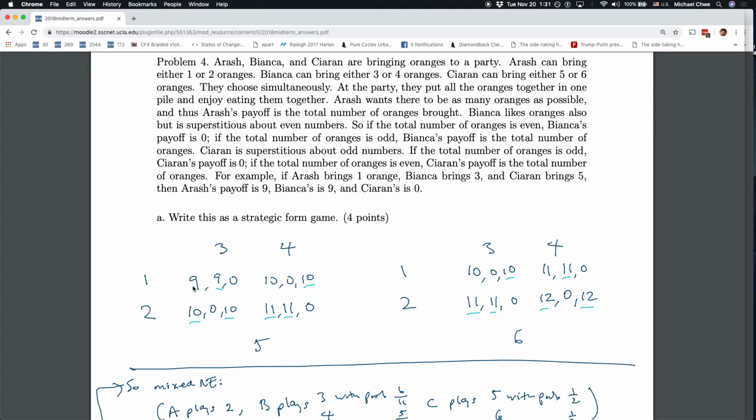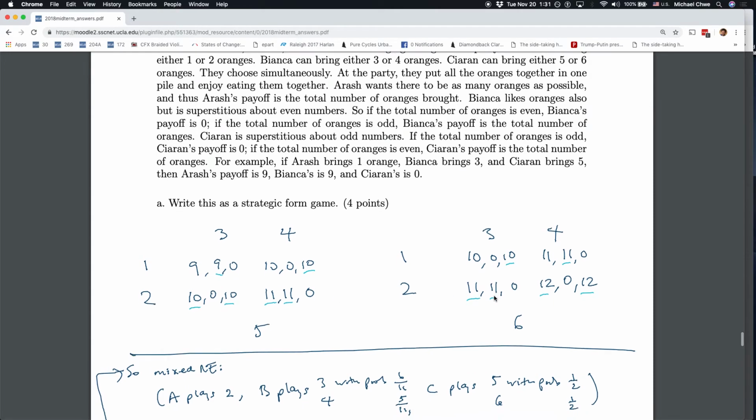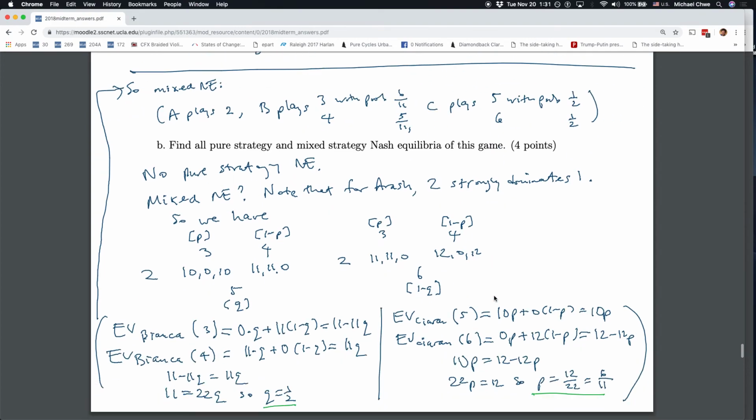It'd be complicated. So that's the key, is to realize you don't have to do that. You can eliminate for Arash 1. Right. For Arash, two strongly dominates one. Okay, and then it's just between Bianca and Sharon. It looks kind of like that.